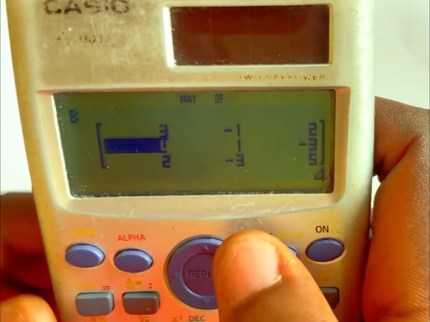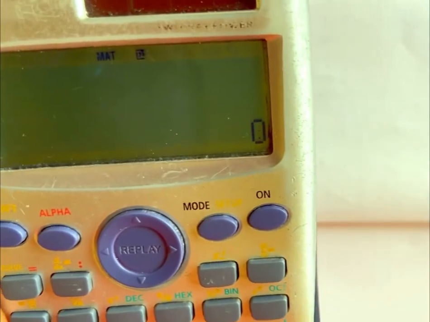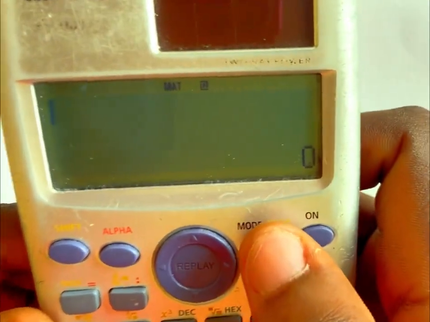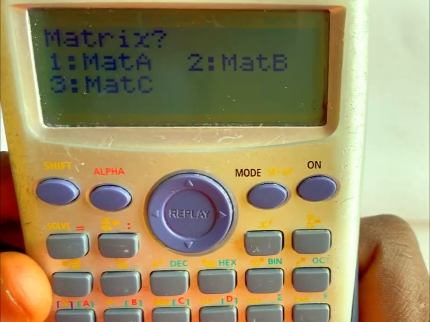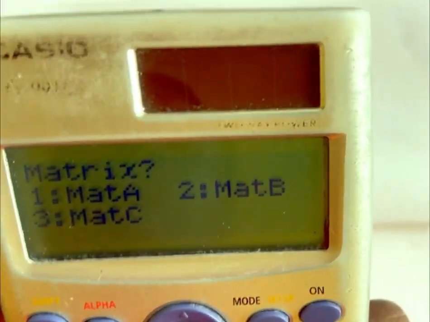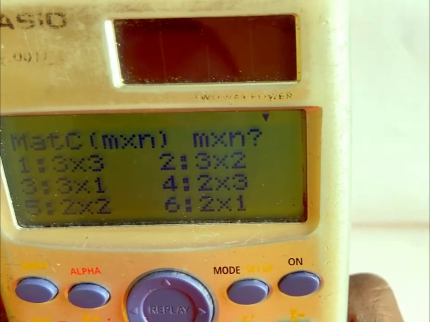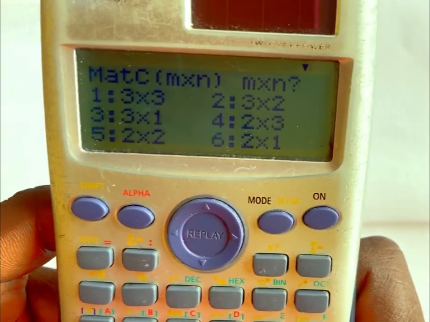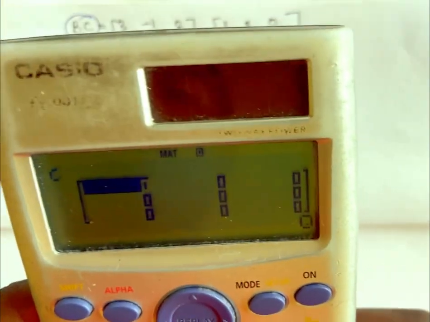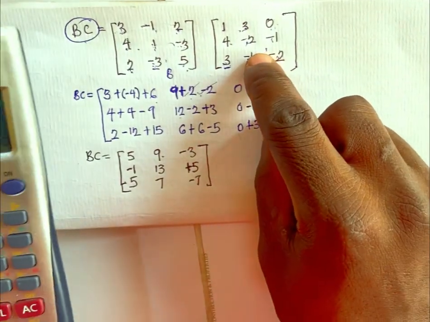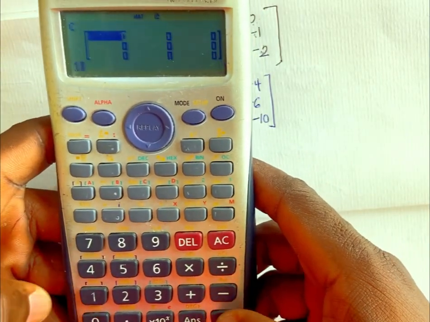So after entering my mat B, I'll press on again. After pressing on, you press mode again and move to 6, which is your matrix. Then which matrix do you want to input? It is mat C. Then you press 3, then you press 1, since it is a 3 by 3 matrix that we are solving here. After pressing 1 again, you move to your mat C and enter everything there. After pressing 1, you press equals.